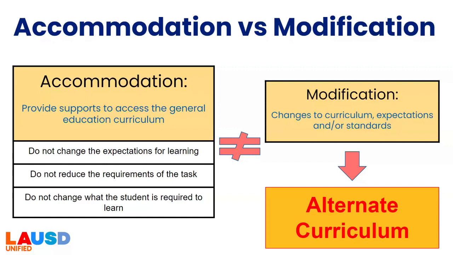On the other hand, modifications involve changes to the curriculum, expectations, and/or standards. They are typically used for students on the alternate curriculum who are unable to access the general education curriculum. It is important to note that a modification is not the same as an accommodation. Now, let's look into some examples of accommodations and modifications.